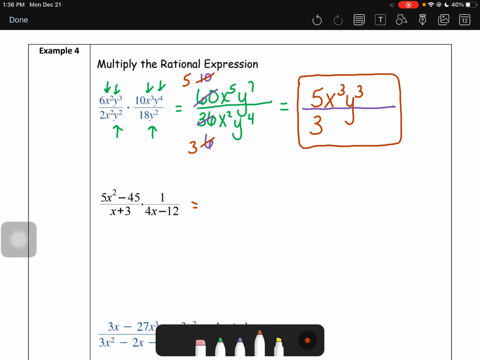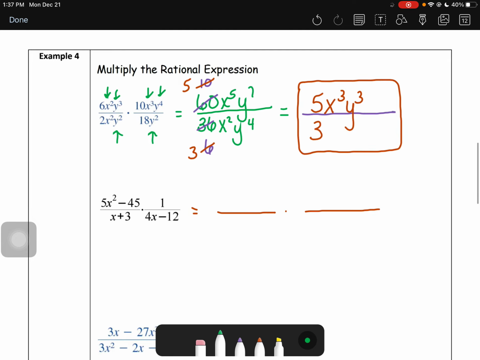Now, when we're working with larger numbers and larger expressions, we need to make sure we factor first. So on 5x squared minus 45, we would divide by 5, and we would get x squared minus 9.